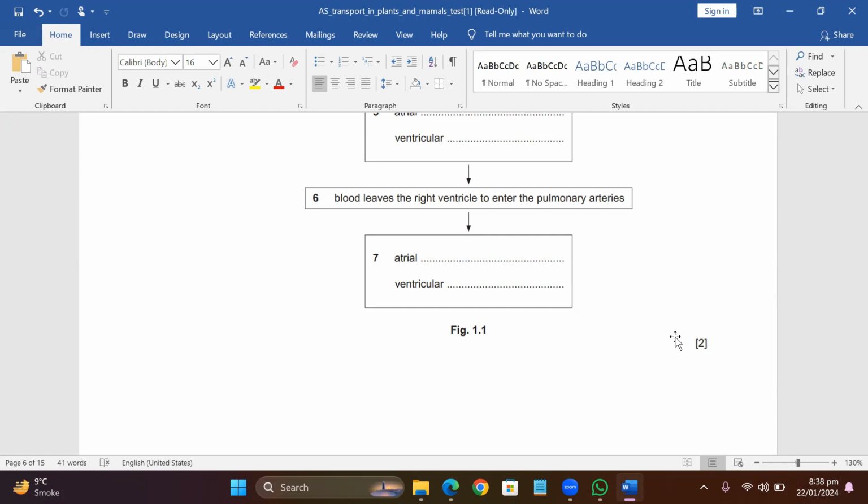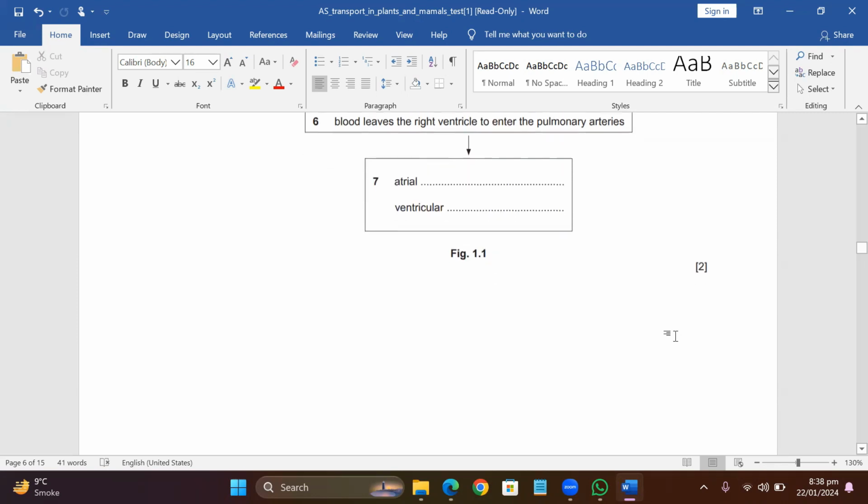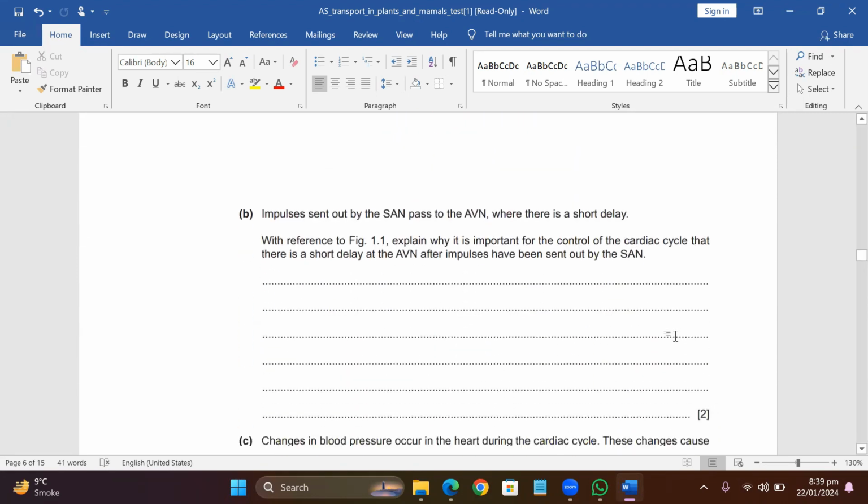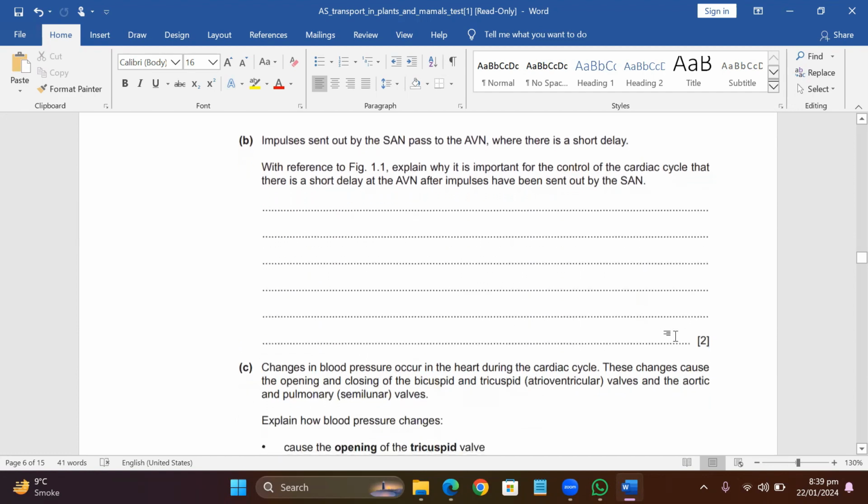Blood leaves the right ventricle to enter into the pulmonary artery. So atrial diastole. And what about the ventricle? Ventricular diastole. Right? So this is the second question, the first question.